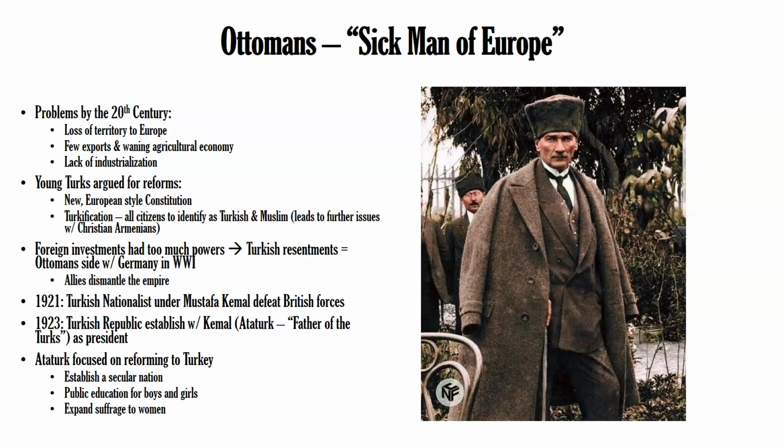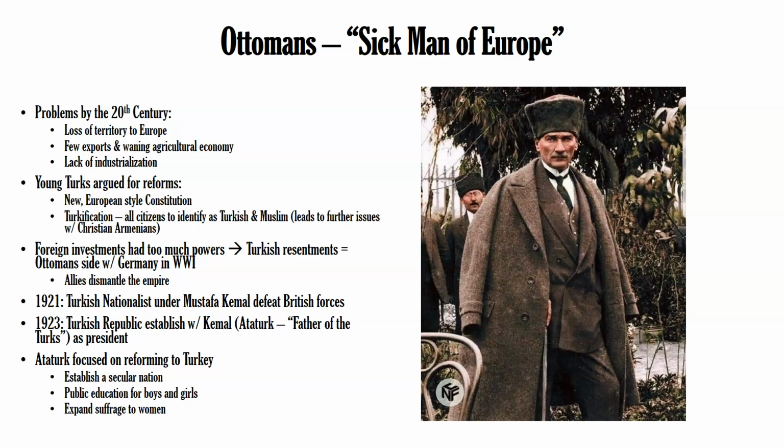Now, under Kemal, he will focus on reforming Turkey. Even though he's a president and an elected official, he'll actually rule as a dictator until he leaves office, or until he dies, excuse me. But he will focus on trying to establish Turkey as a secular nation, getting away from the tensions of Islam and Christianity. At least he tries to do that. He starts to push public education for both boys and girls, and starts to expand suffrage for women as well in his country.